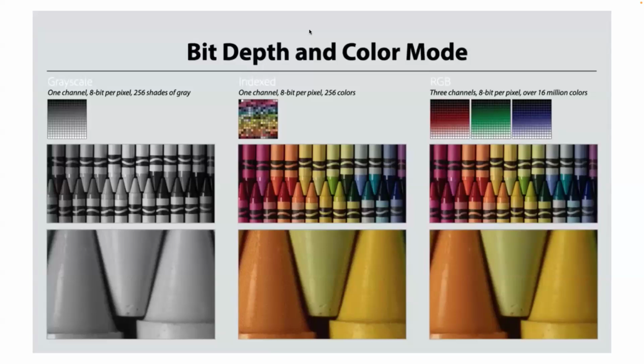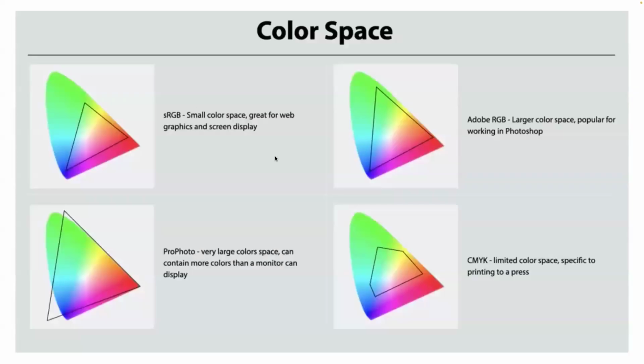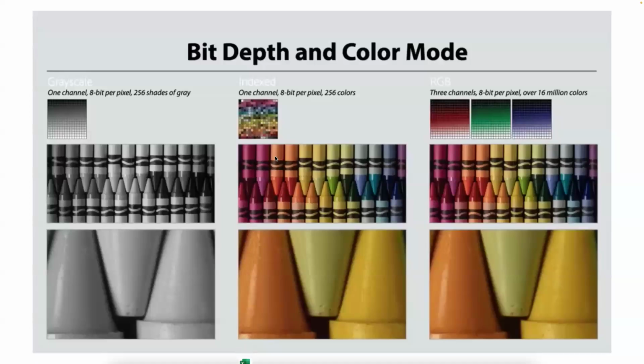Let me move this up. Okay, bit depth and color mode. So here are some examples. This is a grayscale image. Those are your 256 shades of gray. Does pretty good. This is an indexed color. If you get closer to the monitor, you'll see that it's kind of grainy in these highlight areas compared to the smoothness of the RGB image from a distance.